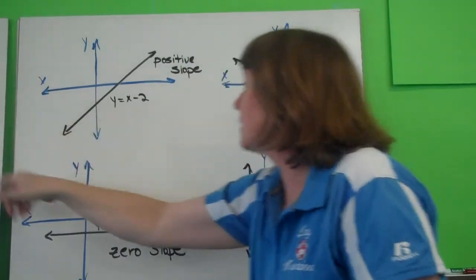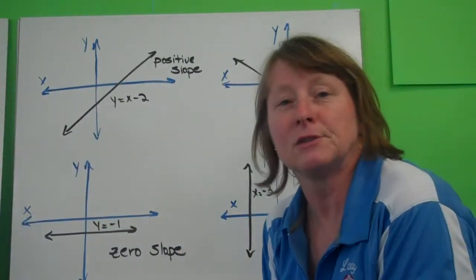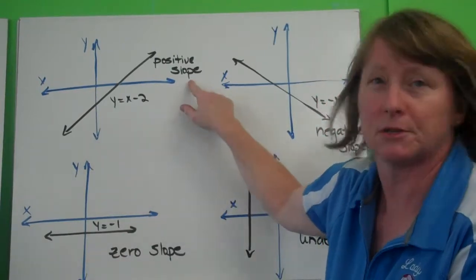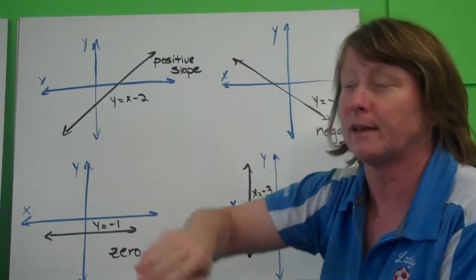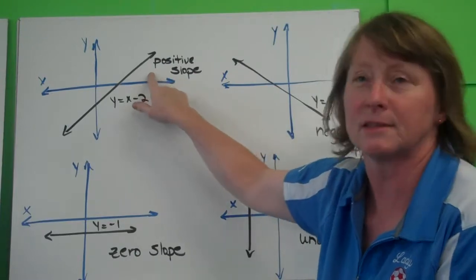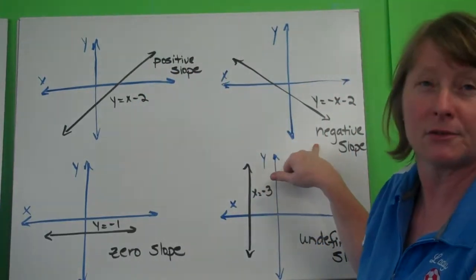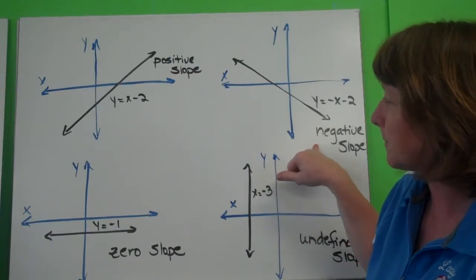Let's review what the slopes are. I'm going to teach you the way I teach my children in my house. When you go hiking, you are gaining altitude. So when you are gaining altitude and going up the trail, it is a positive slope. When you are losing altitude and going down the trail, it is a negative slope.